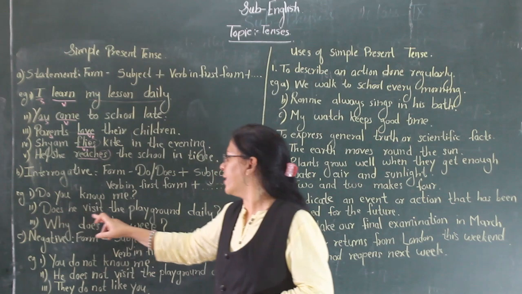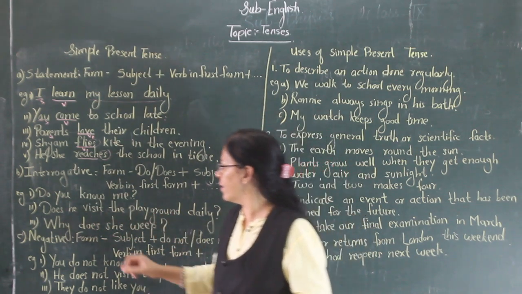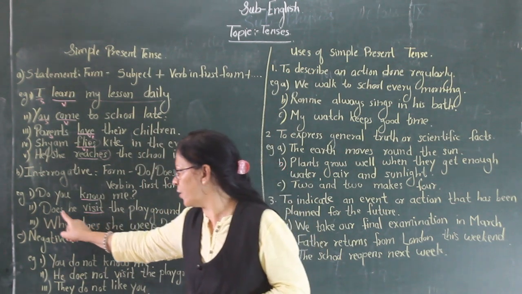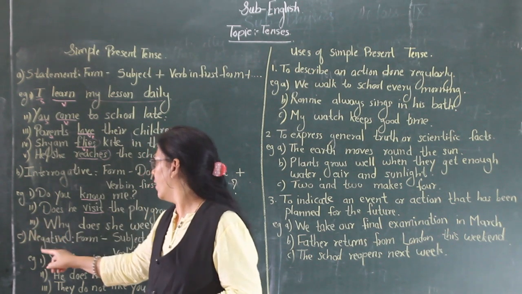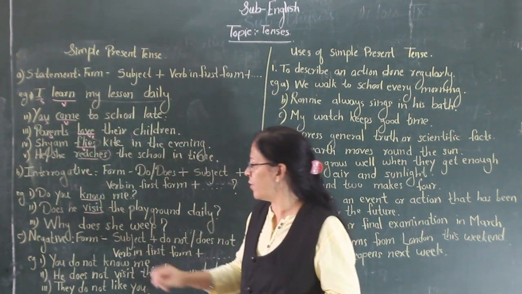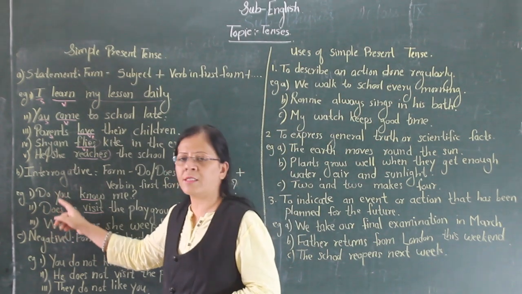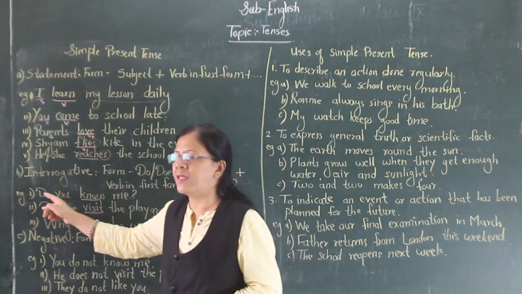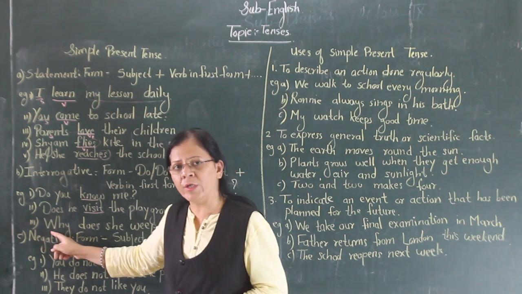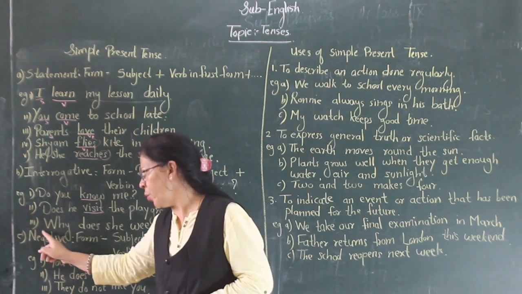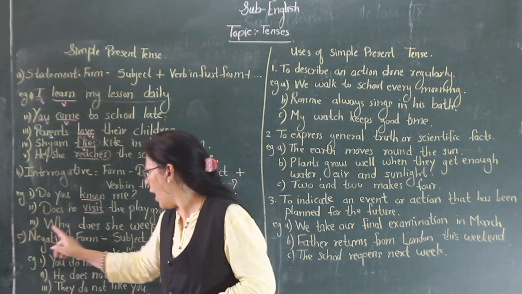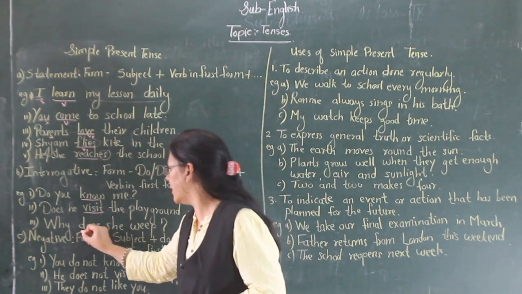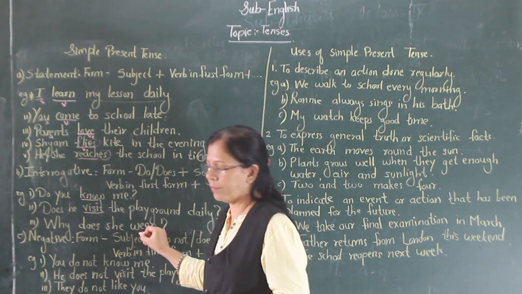Okay. Does he visit the playground daily? So the subject is he, that is third person. So we have used does. Why does she weep? Now this is a WH question. These are yes-no questions. Before the helping verb, we need to add the WH word. So why does she weep? Again, the remaining construction is the same: does plus subject plus verb.